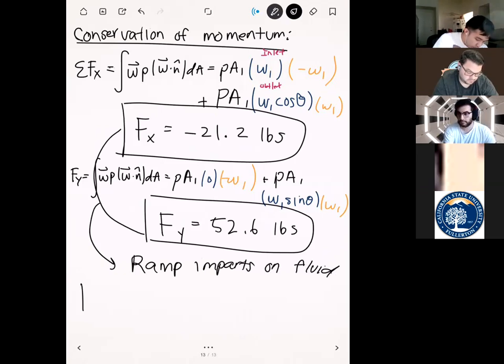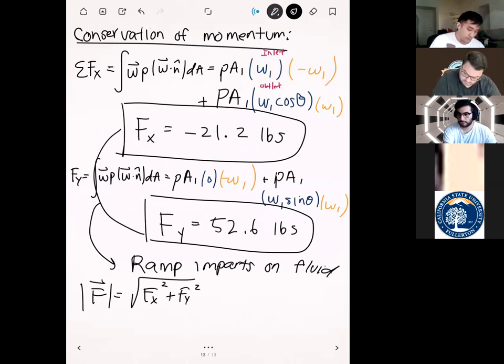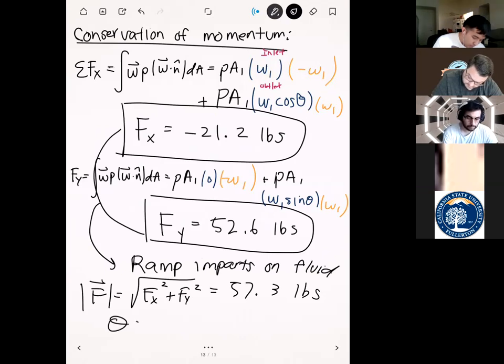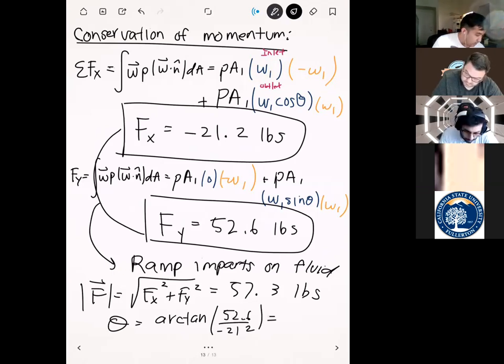And so in order to get the magnitude, we just use the Pythagorean theorem. And so the magnitude here is going to be 57.3 pounds. And then for the direction, we just take the arctan of these components. So you have 52.6 divided by minus 21.2. And this is going to be a positive 68.05 degrees.